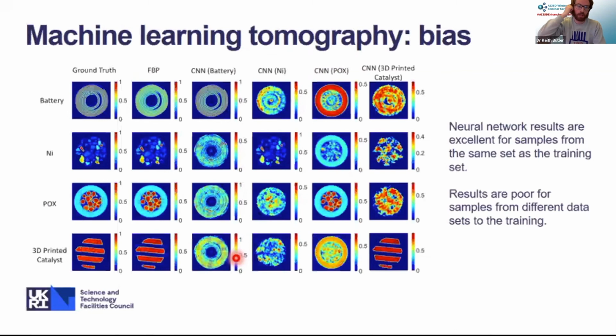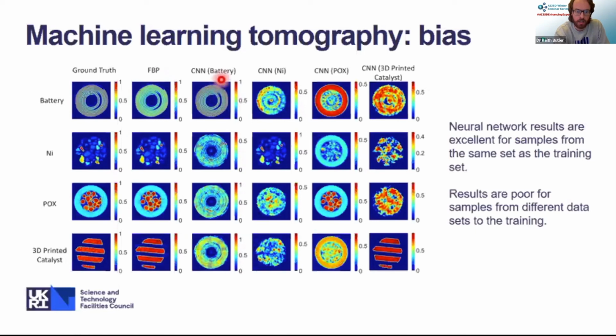And basically what we realized is the convolutional networks can do things like this really well, but we found that there's a huge bias based on what you've trained the model on. So the example, what I'm showing here is basically you've got your ground truth. So this is what you would expect should come out of the model. Back projection, this is based on a proper physics algorithm. And then we've got the various convolutional network outputs.